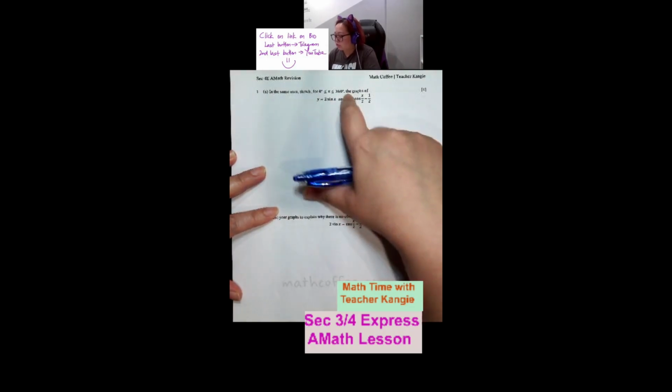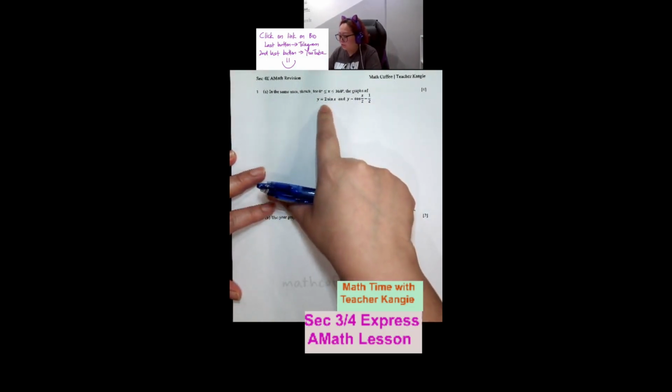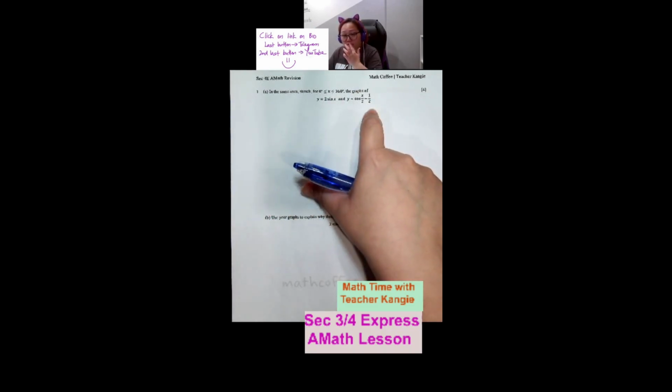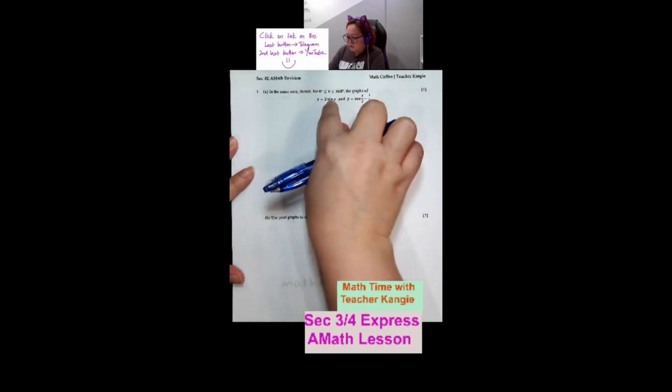Okay, let's start. So in the Excel sketch, they ask you to sketch for the range from 0 to 360, the graph of these two. So we are supposed to plot for y equals 2 sine x, and we are also supposed to plot for a cosine graph. Okay, so step by step. Let's take a look at this first one.